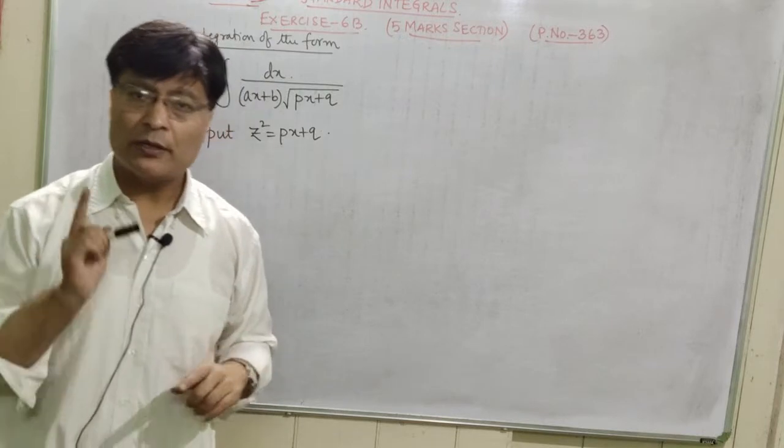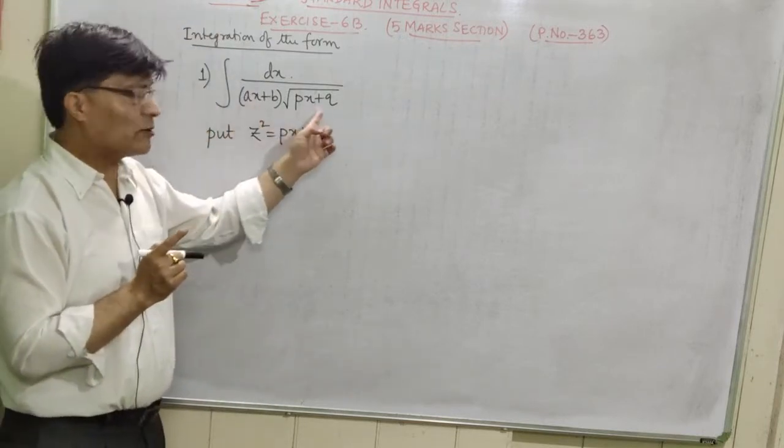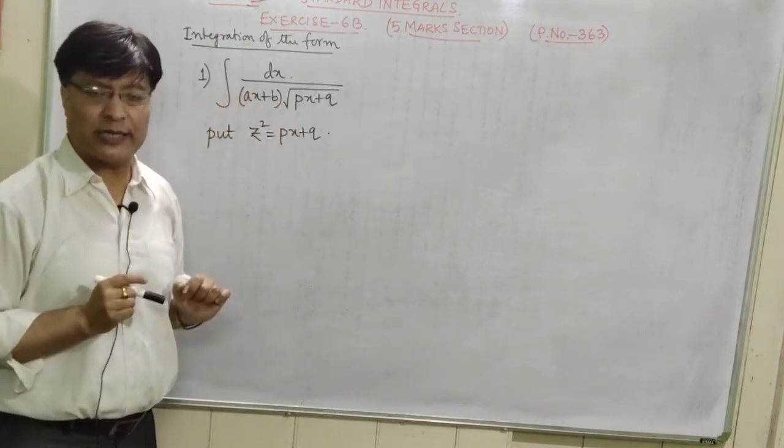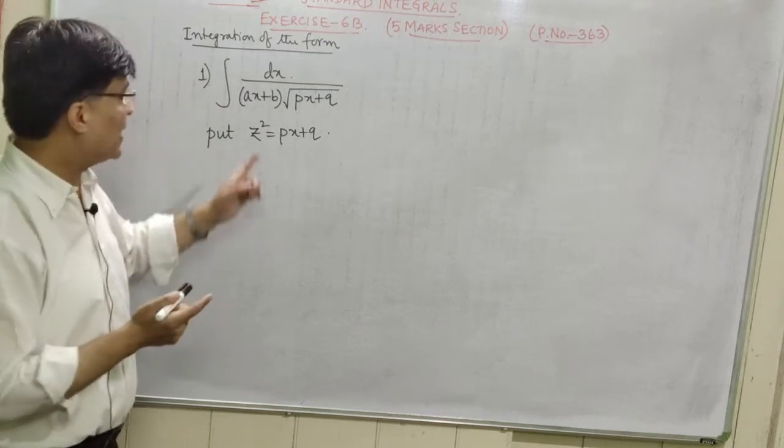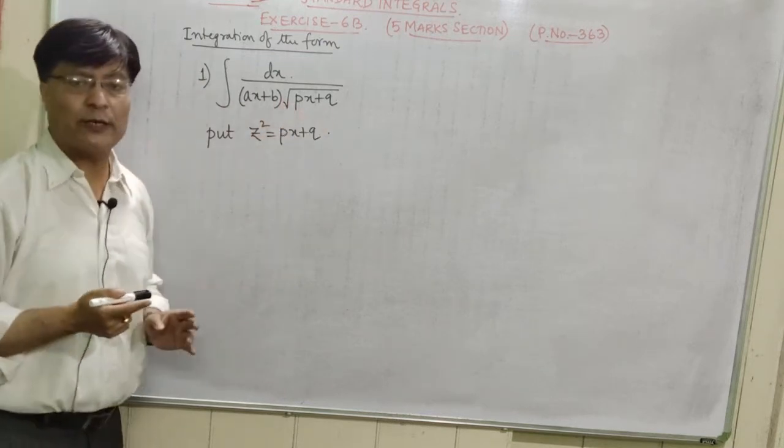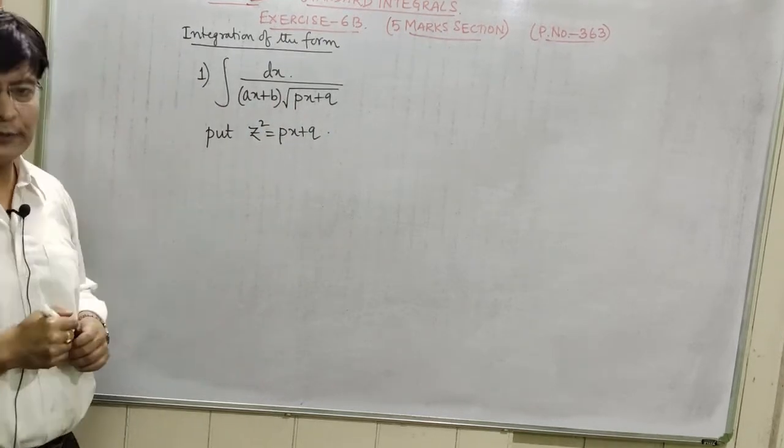Is that clear? In both expressions the power of x must be 1, linear expressions in x, then only can we assume z square is equal to px plus q. So this is the first method.